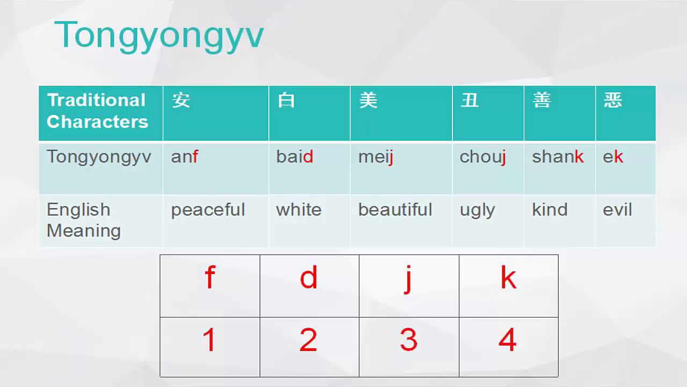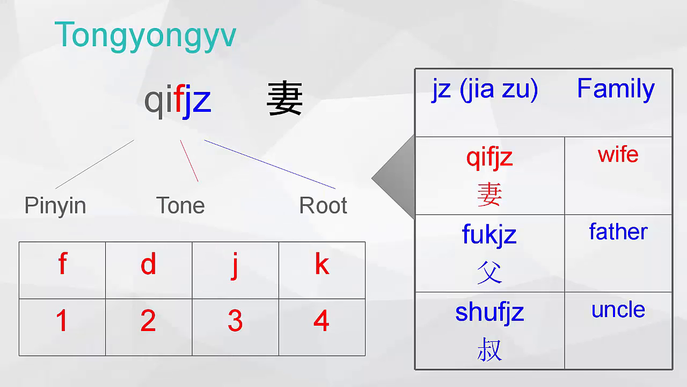What about the root? I haven't seen it yet. Root? Okay. Here is the most comprehensive example. It's difficult, I think, but it's the most beautiful one I like because it has all 3 parts. Half of the common Tongyongyv will be read like this. They have a root, and I give them the root because sometimes we have to solve the problem of homophones. What does GZ mean in the root? GZ means family. Here are some examples for the family root. Oh, I can understand, because wife, father, and uncle are all family members.